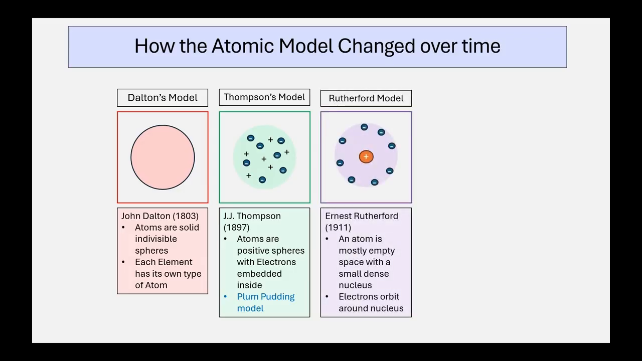Later in 1911, Ernest Rutherford published his theory, which suggests that an atom is mostly empty space with a small, dense nucleus inside, and electrons, which are negative particles, orbiting around this small, dense nucleus. So this nucleus is the orange thing with the plus, and the electrons being the blue minuses. He found this from doing a gold leaf test.